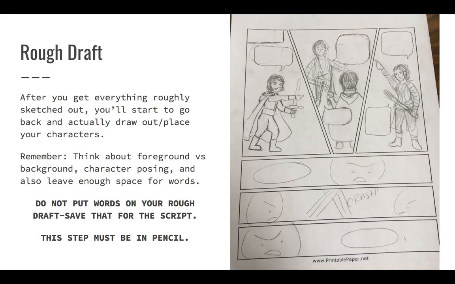We want to think about all those things that we've been practicing as we've been learning about comics. So foreground and background, character pose, look at your speech bubbles and see what you want them to say. Think about that onomatopoeia. Again, do not put words in your rough draft. Put them on your script because you're going to turn in those 2 things together.